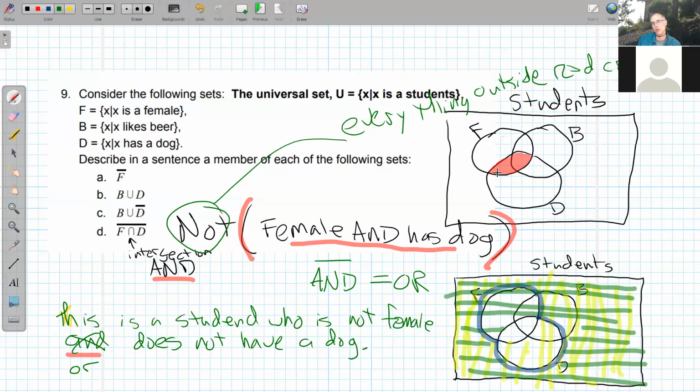So it turns out the red region are female and has a dog. The white region is not female or does not have a dog, that white region up here. That's a tricky one right there. So D is definitely the hardest one to sort out there. Okay, so important thing we just learned here, the negation of an and is an or.